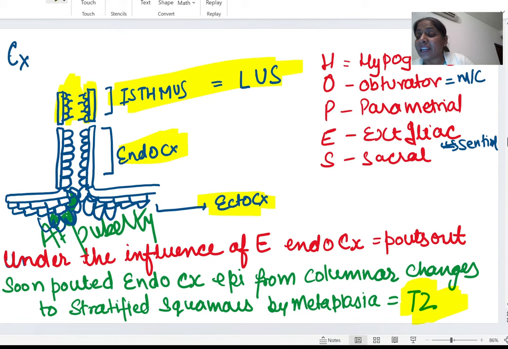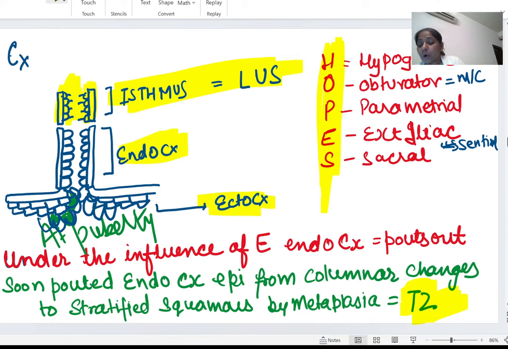In cervix cancer, this question is asked. The mnemonic is HOPES. H stands for hypogastric, O for obturator, P for parametrial, E for external iliac, and S for sacral. Write down in the chat box all the lymph nodes: hypogastric, obturator, parametrial, external iliac, sacral.